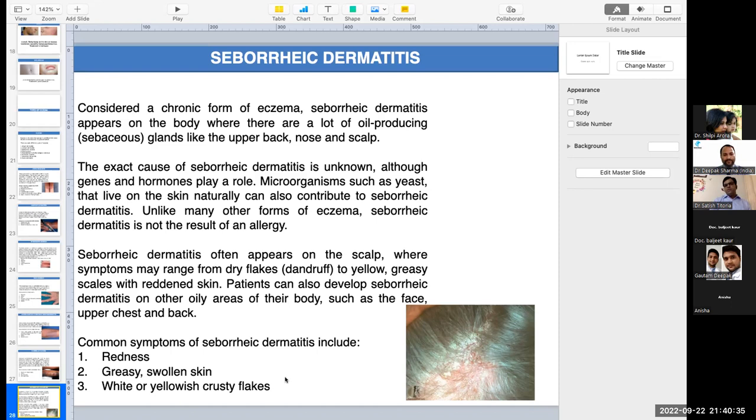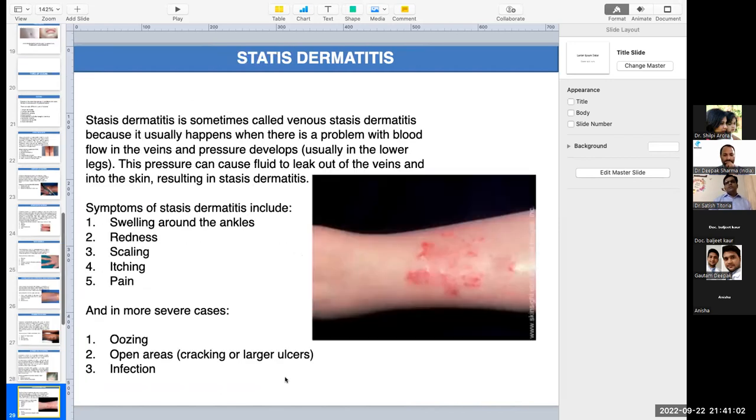Seborrheic dermatitis often appears on the scalp, where symptoms may range from dry flakes to yellow greasy scales with reddened skin. Patients can also develop seborrheic dermatitis on other oily areas of their body, such as the face, chest, and the upper back. Common symptoms of seborrheic dermatitis are redness, greasy swollen skin, and white or yellow crust or flakes. Come to the next, stasis dermatitis, which is not very common.